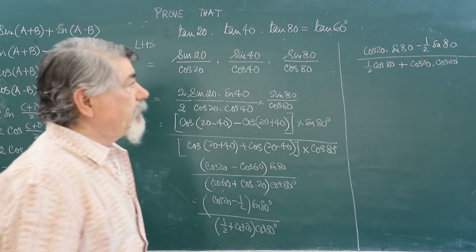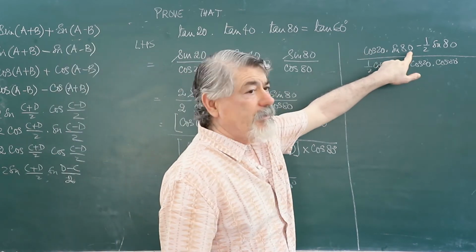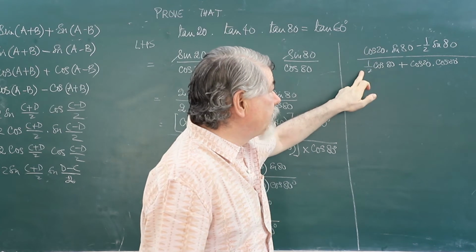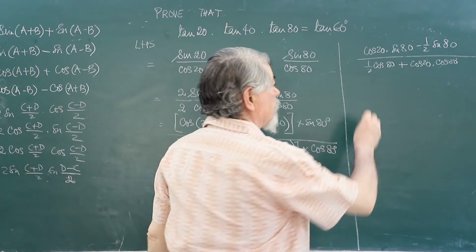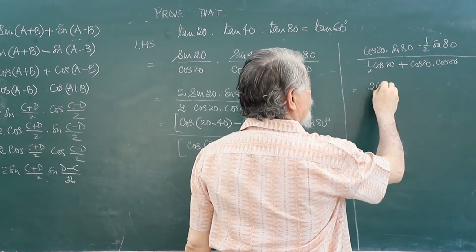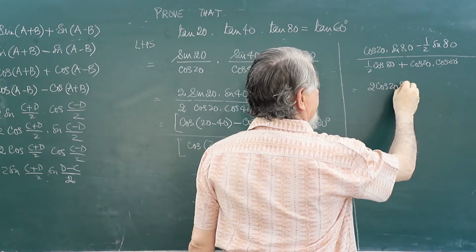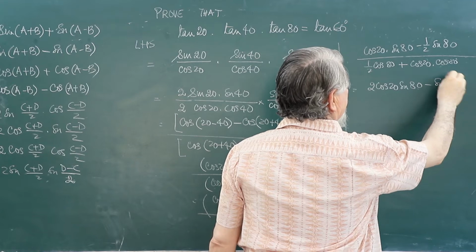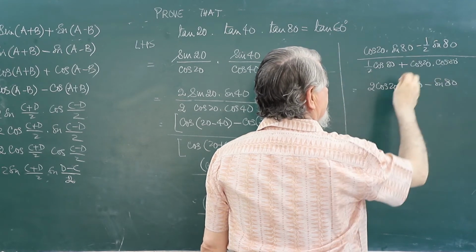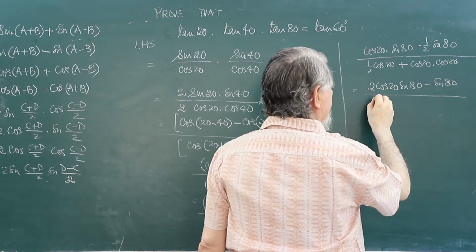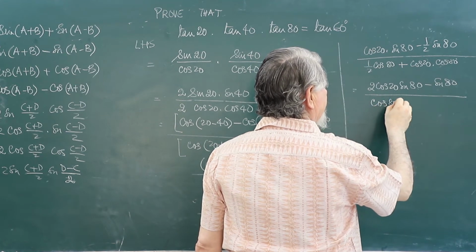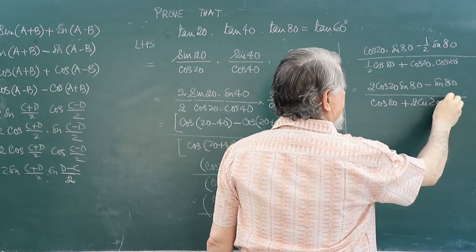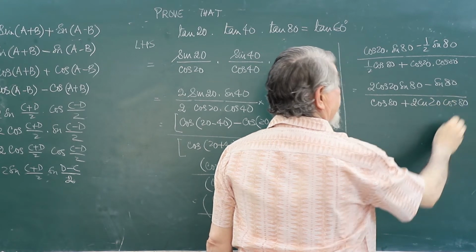Again, what is going to happen? I have cos A sin B. I am going to multiply it by 2 as well as the denominator by 2. So it will become 2 cos 20 sin 80 minus sin 80, because here when 2 will be multiplied, 2 will cancel with 2. Upon, it will become cos 80 if I multiply it by 2, and it will become 2 cos 20 cos 80.